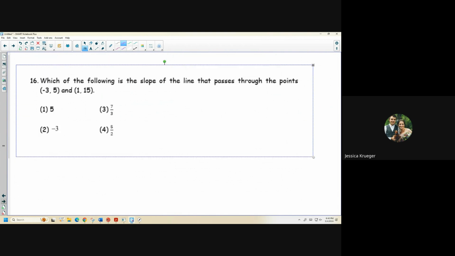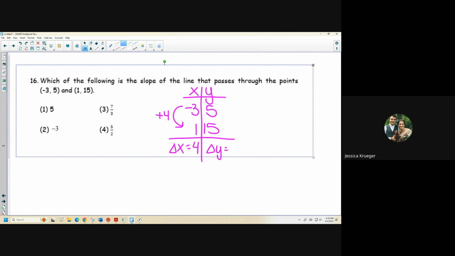What's the slope of the line that passes through -3, 5 and 1, 15? Also, if they asked you about the average rate of change, this is also like finding the slope. So I'm going to put my points into my table. Change in x from -3 to 1 is an increase of 4.